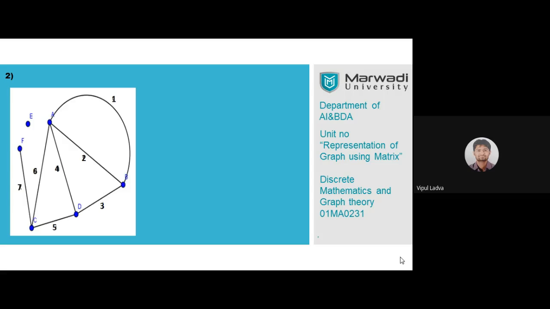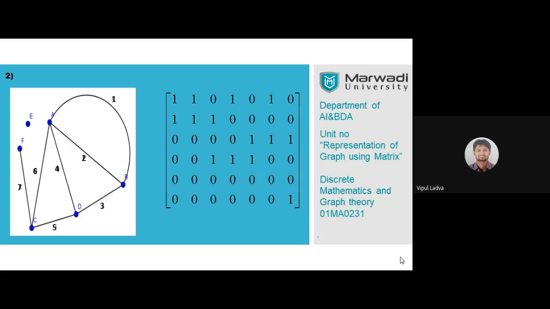A, B, C, D, E, F. 6 vertices are there. We don't need the labeling of edges right now. I provided the labeling for the edges even, but we don't need that right now. You just need to go for the adjacency matrix. Sorry, incidence matrix. It will be something like this: 1, 2, 3, 4, 5, 6, 7. Yes, there we are. 6 rows represent 6 vertices. 7 columns represent all 7 edges.